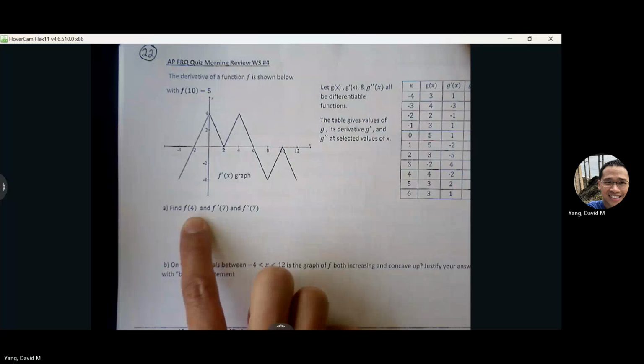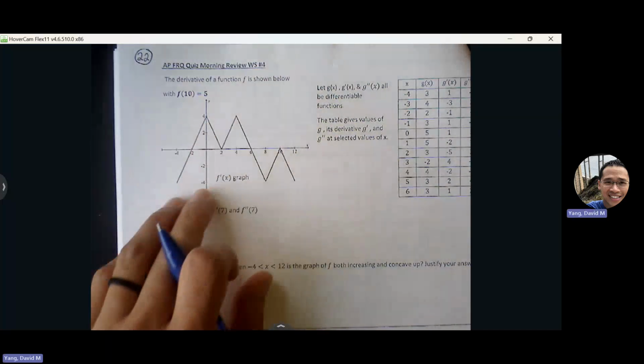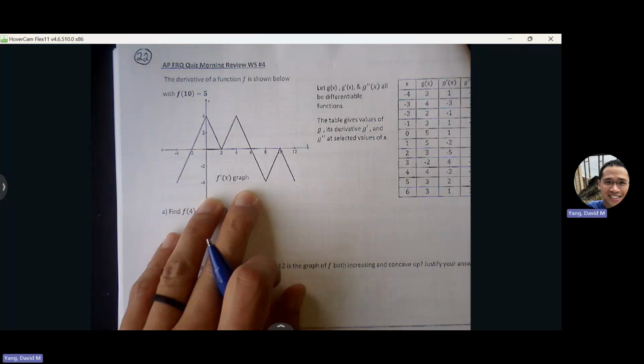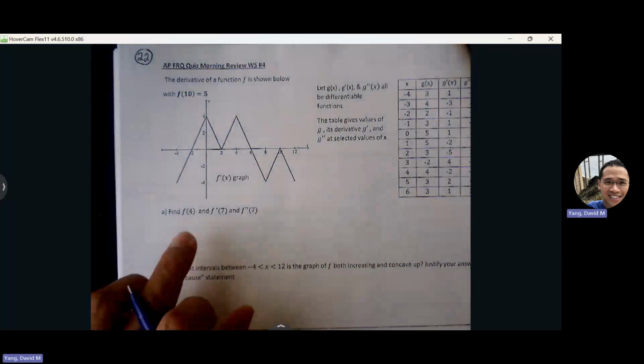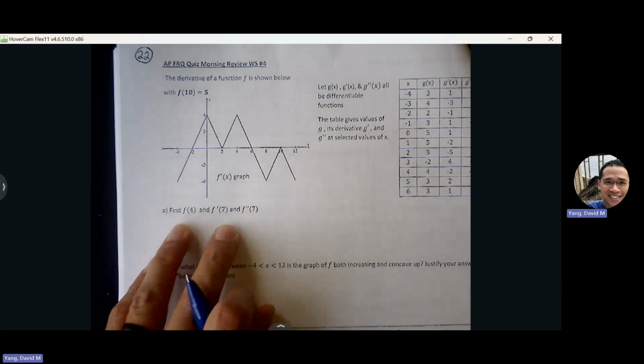So we have a derivative of a function shown. F of 10 is equal to 5. Find f of 4, f prime of 7, and f double prime of 7.